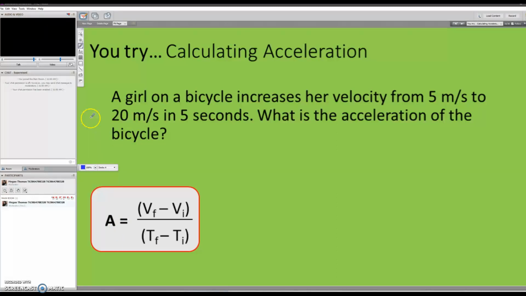So go ahead and pause the video at this time. Either use some scrap paper or maybe your science notebook and see if you can calculate this girl's acceleration.